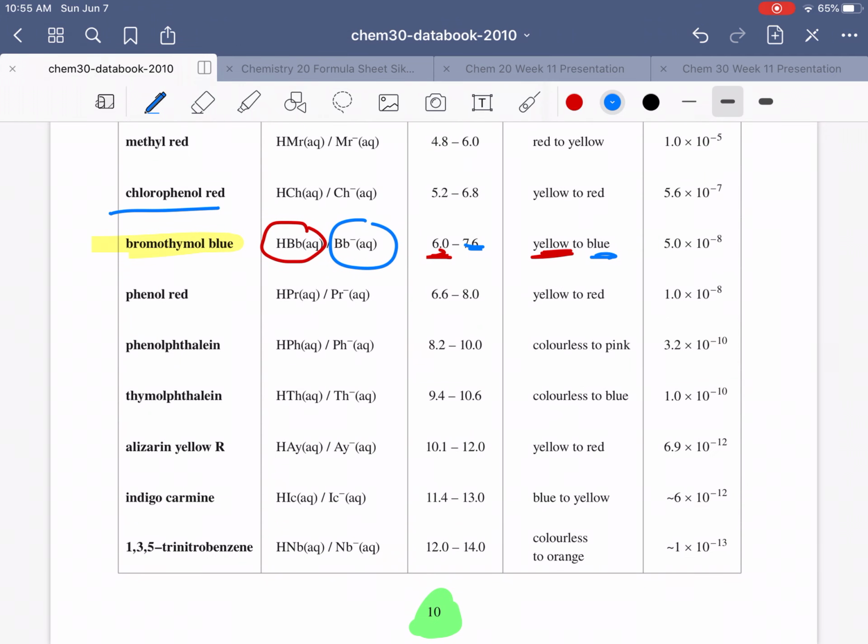It's a long name, but it's not that bad. Phenolphthalein, you hear it a lot. This one's very similar. Thymolphthalein. Below it, alizarin yellow, indigo carmine. And this one we don't talk very much about at all. 1,3,5 trinitrobenzene, which is not as hard anymore, considering you have a bit more knowledge about organic chemistry.